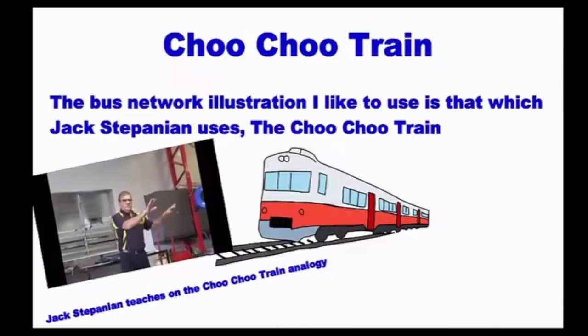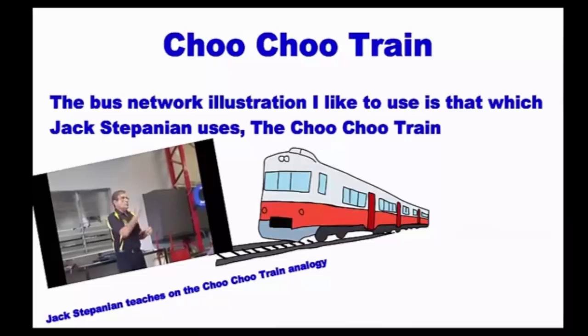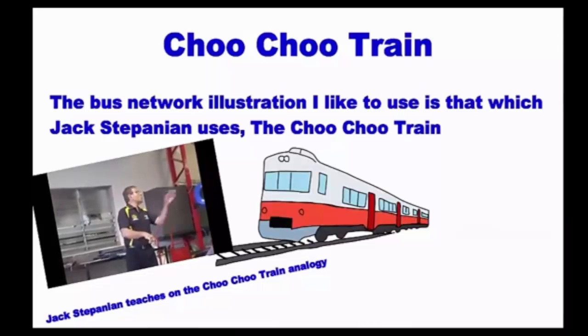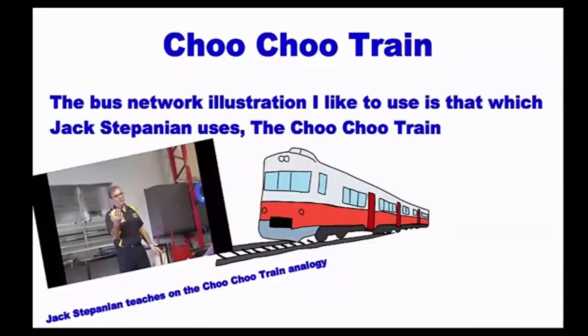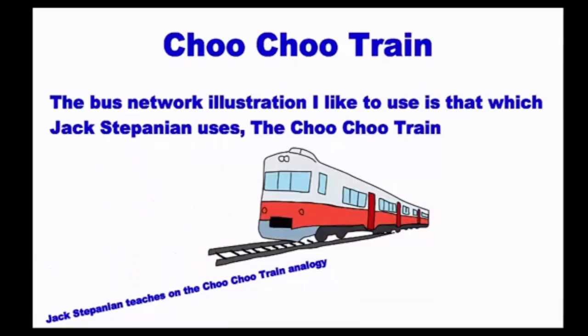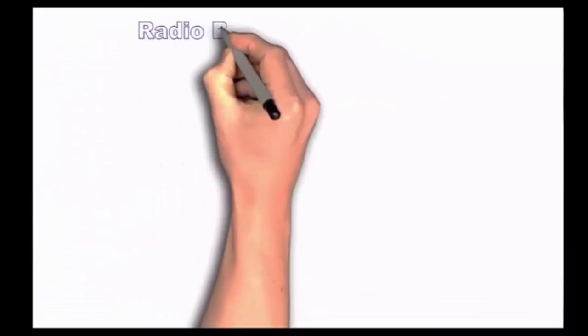The train only stops at the stations that are designated for it to stop at. But it will pass all stations. And all stations are aware that the train is coming, regardless of whether the train stops or not. Likewise, the modules are aware of the message being sent on the bus, but only the designated modules receive this message. Another analogy I like to use is that of a radio broadcasting station.